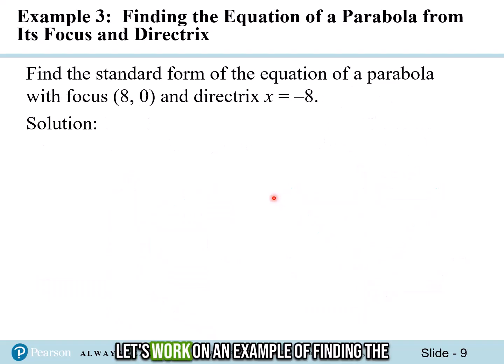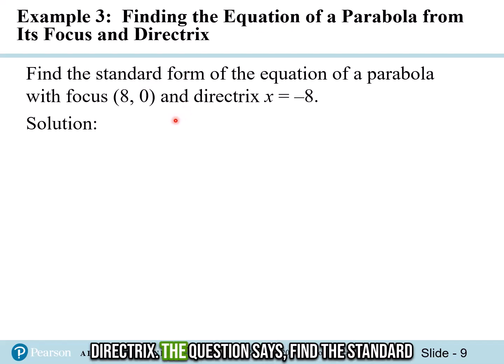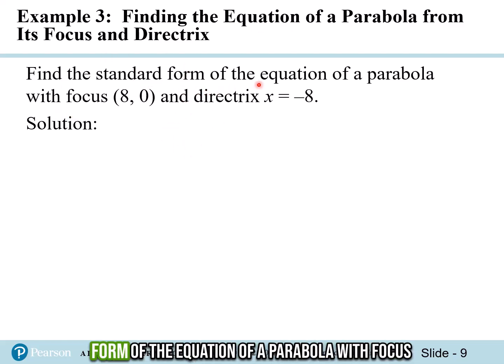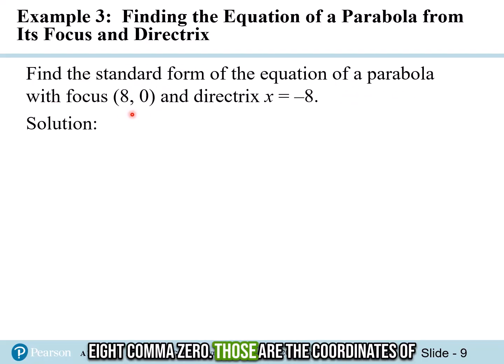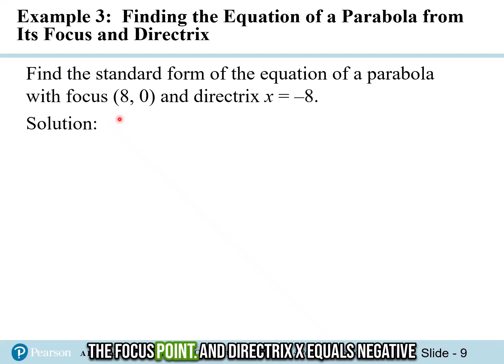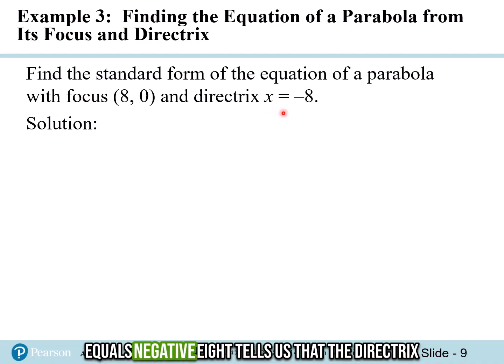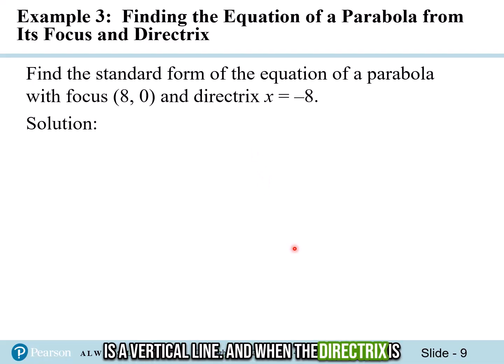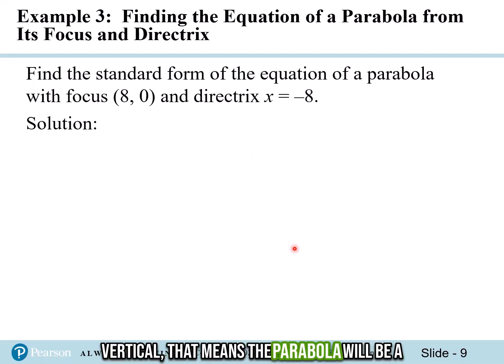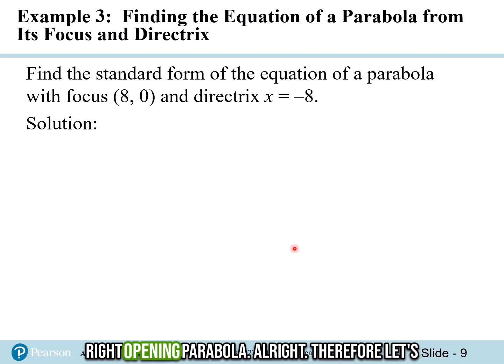All right? Let's work on an example of finding the equation of a parabola from its focus and directrix. The question says, find the standard form of the equation of a parabola with focus (8, 0). Those are the coordinates of the focus point, and directrix x equals -8. Now this equation of the directrix x equals -8 tells us that the directrix is a vertical line, and when the directrix is vertical, that means the parabola will be a right opening parabola.